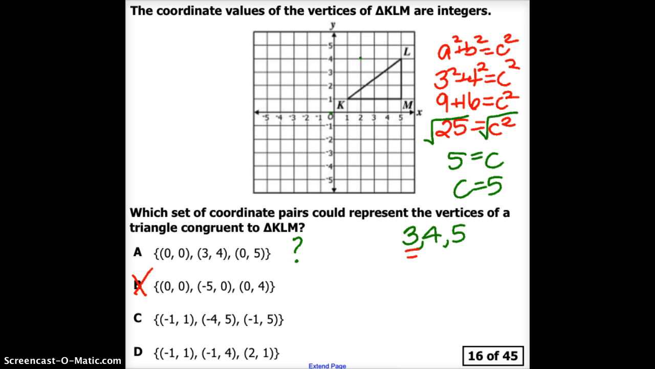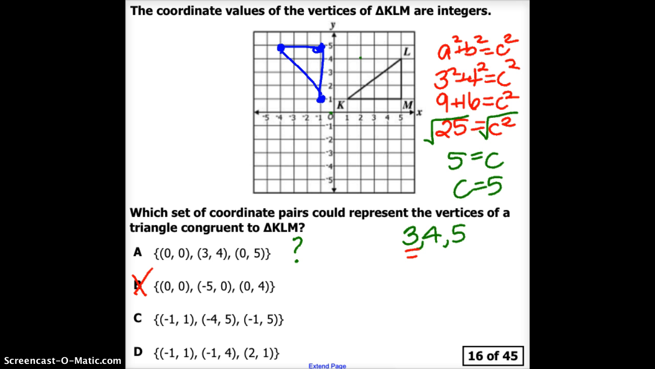Okay, now let's look at choice C and graph that one. So when I graph negative 1, 1, I come up here, and I graph negative 4, 5, and then I'm going to graph negative 1, 5.